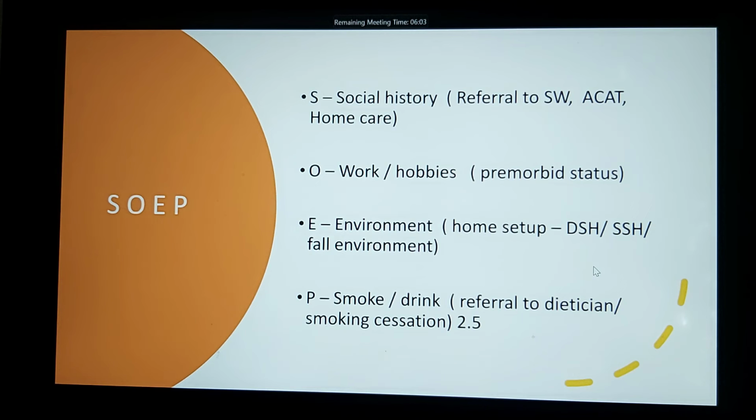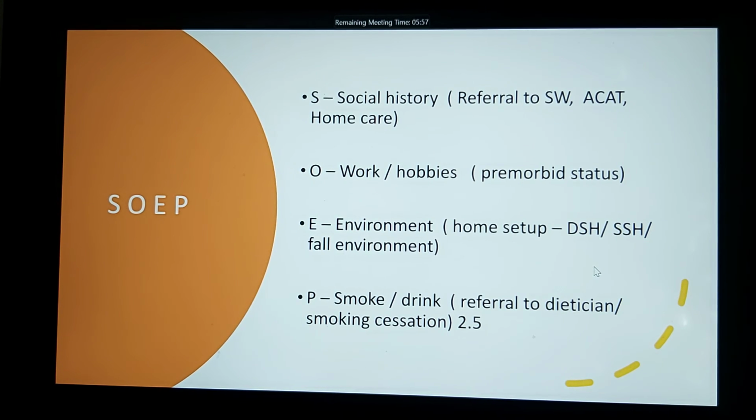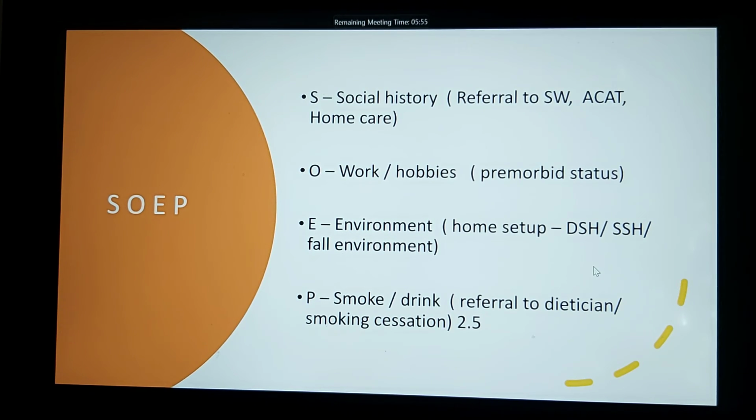So it's important to ask, okay, who is there in your home, who can support you once you go back home if that person is in hospital? If the person is coming to you in a rehab setup, then who's at home to help you to do your ADLs, because it seems you need help? If they say no, then you need to refer to the social worker.